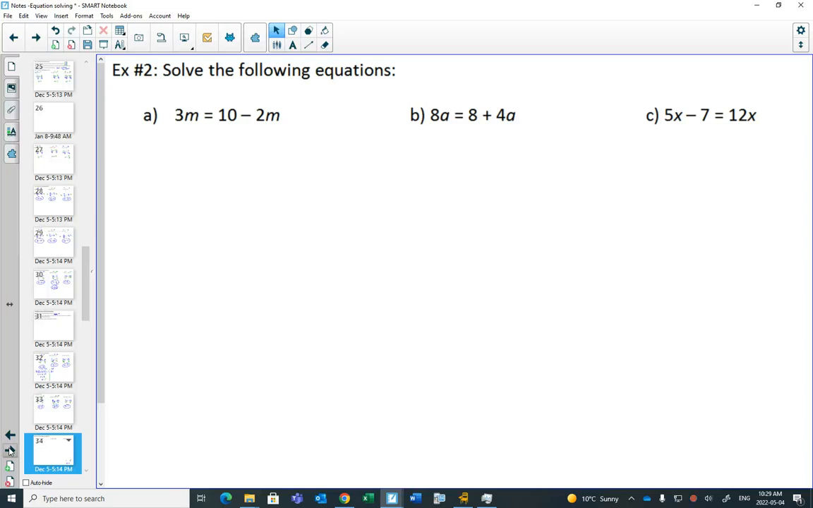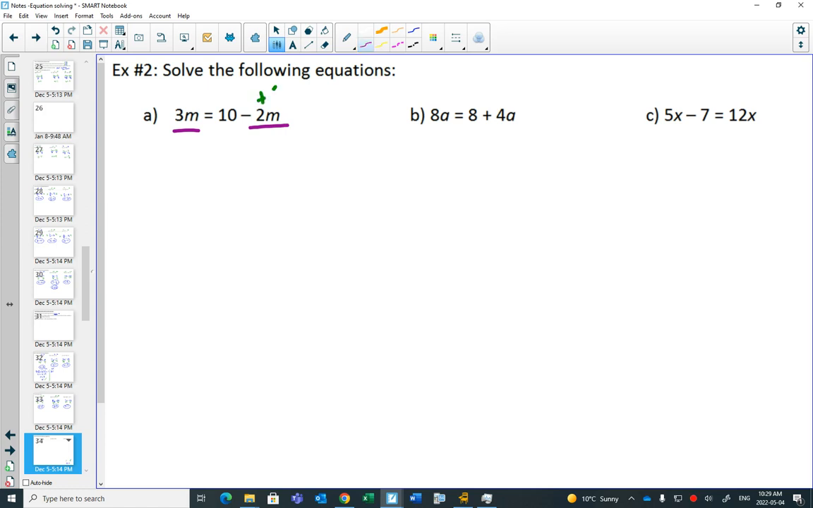So in this one, I notice that I have a 2m and a 3m, and those are like terms, and they're on opposite sides of the equation. So sometimes what students ask me is, how do I know? Should I move the 3m over, or should I move the 2m over? Right? And some of you can see it already.